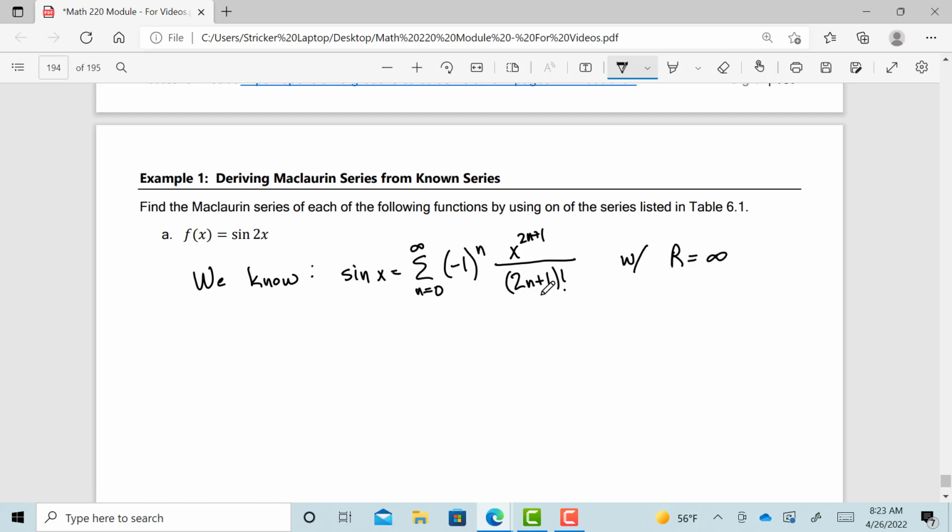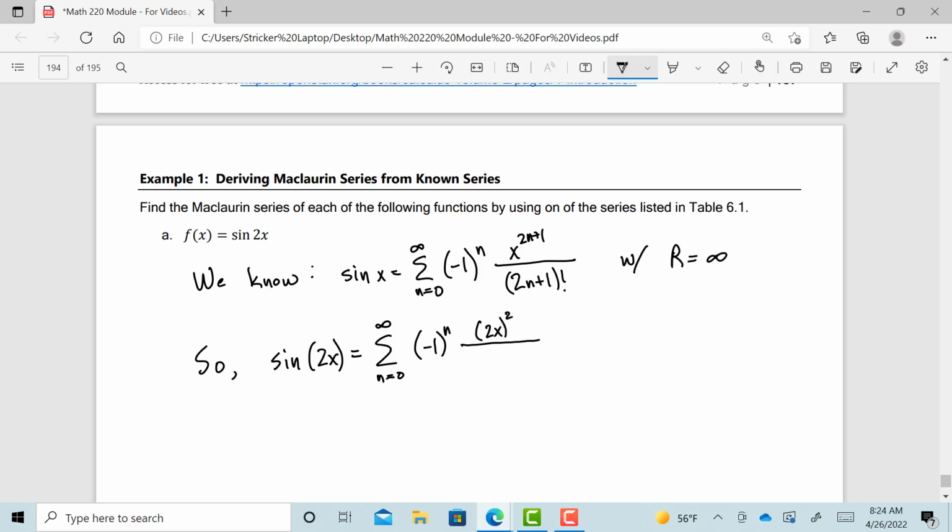So if we want to find sine 2x, we just use that. For sine of 2x, wherever there's an x, we're going to put a 2x. So this is going to be equal to the following series. It's going to be negative 1 to the n. That doesn't change. But in the numerator, instead of an x, we have a 2x. We still have 2n plus 1 factorial in the denominator.